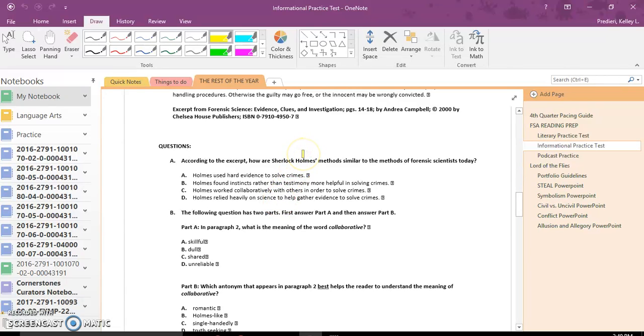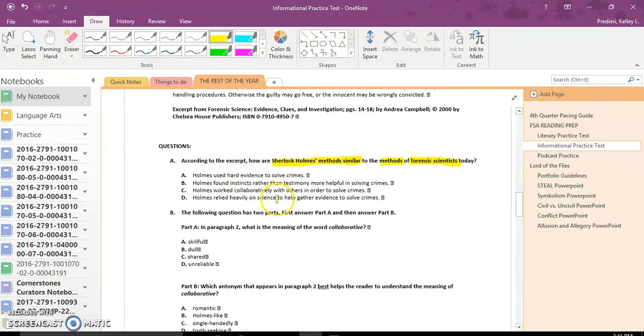Alright, so this is the review for the informational practice test. So we're going to do the same thing and go through and highlight the keywords of the questions first. So question should be number 1. How, according to the excerpt, are Sherlock Holmes' methods similar, so we're looking for similarities, to the methods of forensic scientists? Alright, so we should highlight methods too, because that's what we're looking for.